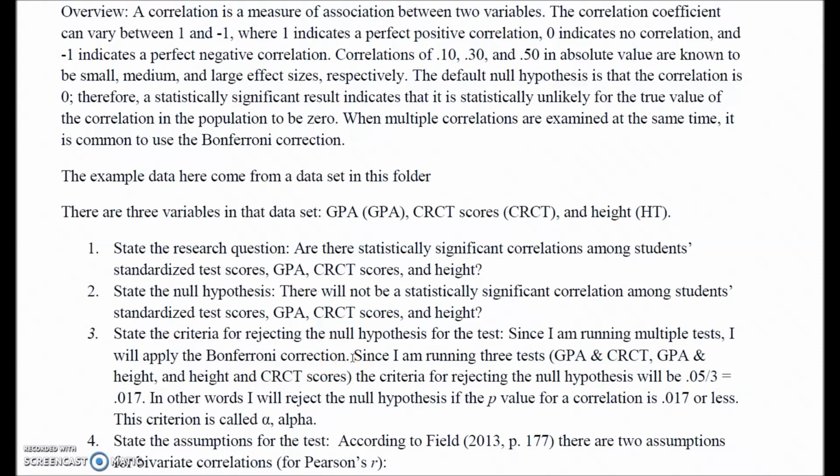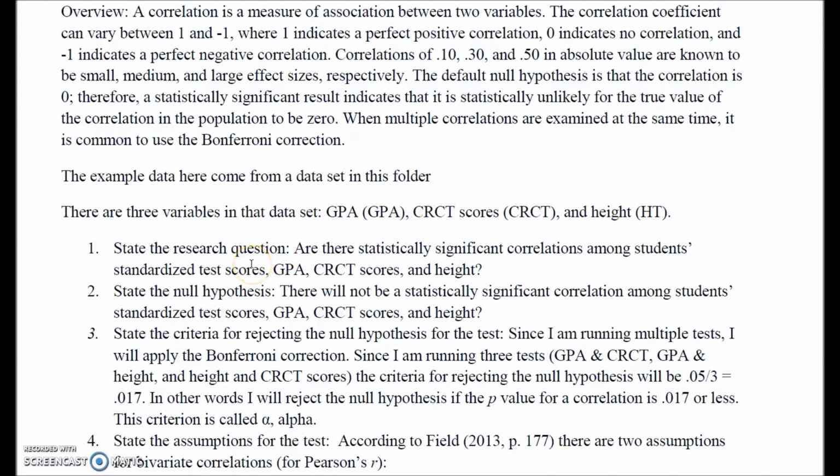So we are going to see whether there is a correlation between the GPA, the corresponding CRTC score that they have, and the height. I've just chosen three variables and come up with a data set to explain this, but you could be looking at correlation between any of the variables that you want to.